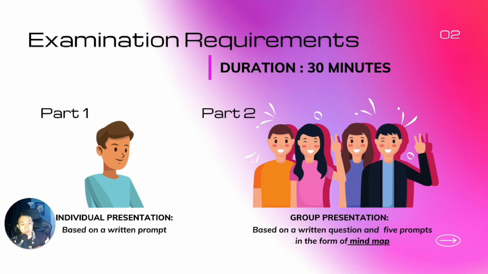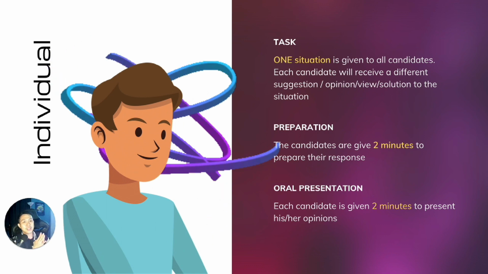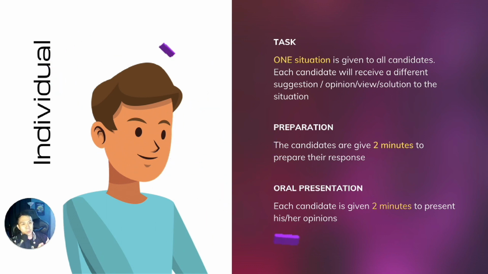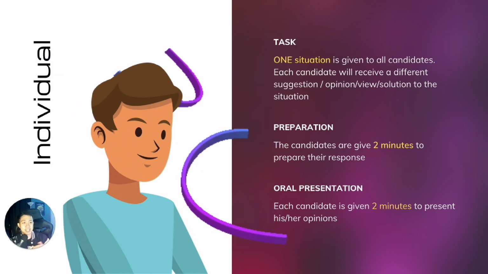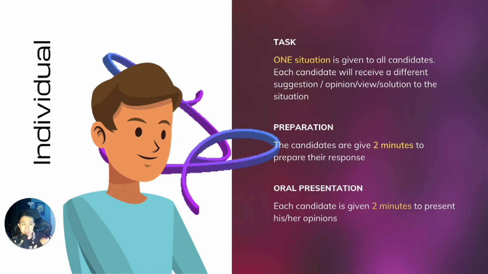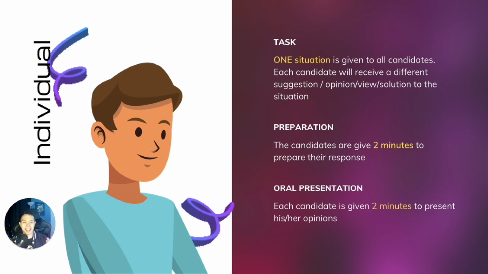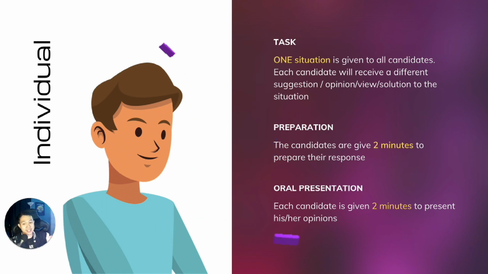And for part 2, we have a group presentation. This is based on a written question and 5 prompts in the form of a mind map. Alright, individual. For task 1, one situation is given to all candidates. Each candidate will receive a different suggestion, opinion, view, or solution to the situation. And for the preparation time, you're only given 2 minutes to prepare your response.